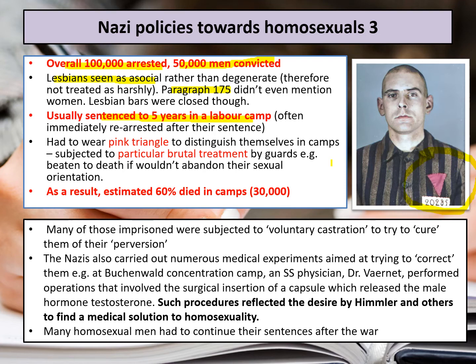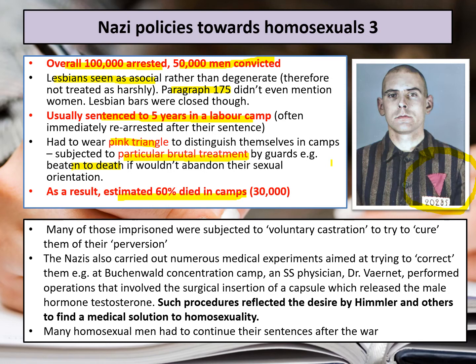Gay men in the camps were also treated really unfairly in what they had to wear. Every prisoner in concentration camps had some kind of identification, and people who were in there for being gay had to wear a pink triangle. But this was much larger than any of the other coloured triangles. It singled them out for particularly brutal treatment from guards, and often gay men were beaten to death in the camps if they wouldn't abandon their sexual orientation. And obviously, it's not a choice. As a result, it's estimated that 60% died in the camps. About 30,000 gay men were killed, a lot of them through terrible beatings.